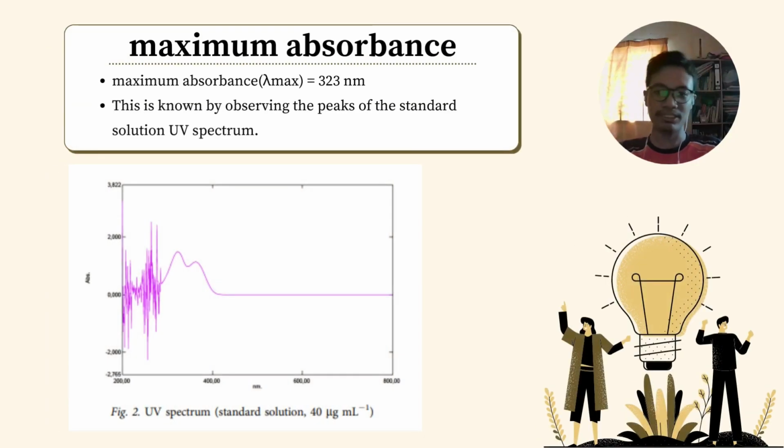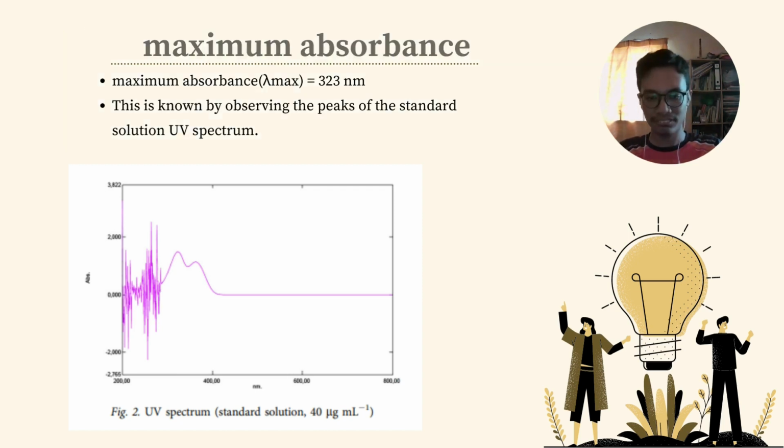So firstly, we have the maximum absorbance, and the maximum absorbance lambda max is found to be 333 nanometer. So the maximum absorbance we get from observing the peaks of the standard solution on its UV spectrum. So you can see the peaks right here, and that's how we get the 333 nanometers.